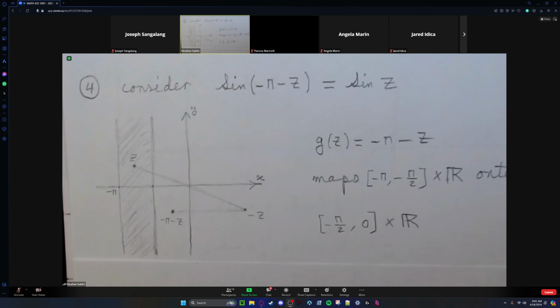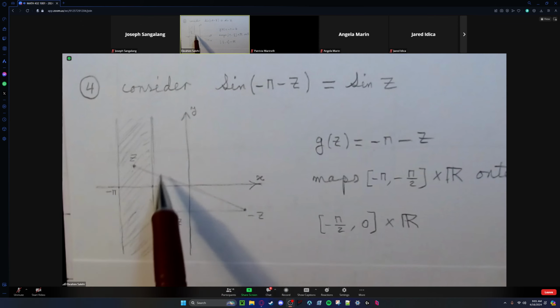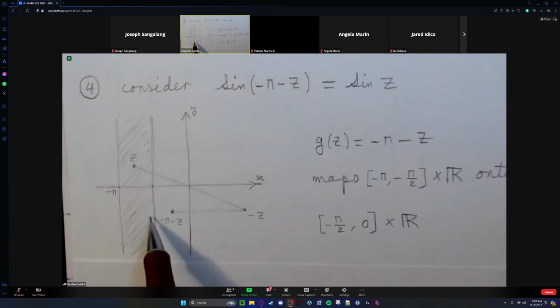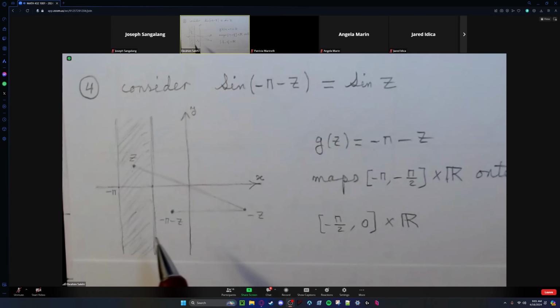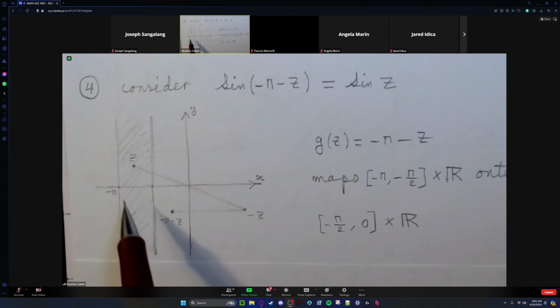What is the conclusion? The conclusion is, if we know the behavior of sine z in this strip, we know how it behaves also in this strip based on that identity. So I don't need to consider this shaded area.